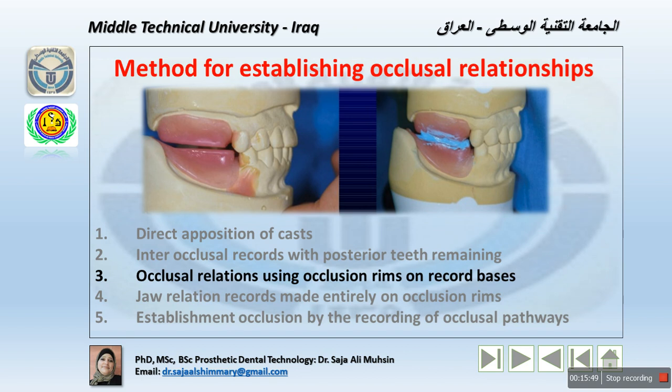Also, one of the methods to establish occlusal relationship is the occlusal relations using occlusion rims on record bases. This is what we normally use to record the occlusal relationship. It is used when one or more distal extension areas are present, so in terms of class 1 and class 2 as well, when a tooth-supported edentulous space is large, or when opposing teeth do not meet. So we need to use this method to establish a centric relationship. In these instances, occlusion rims on accurate jaw relation record bases must be used.